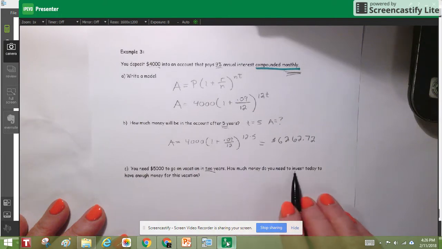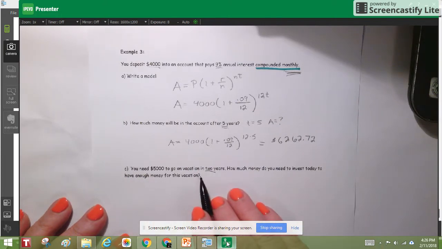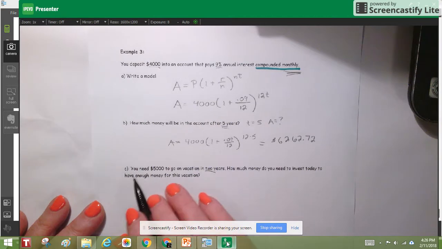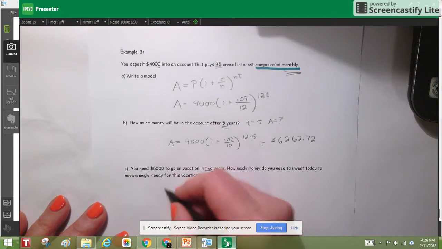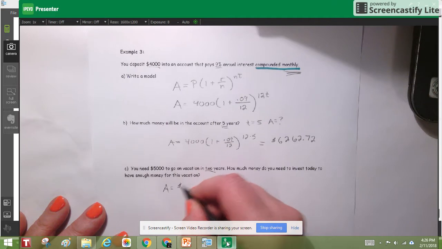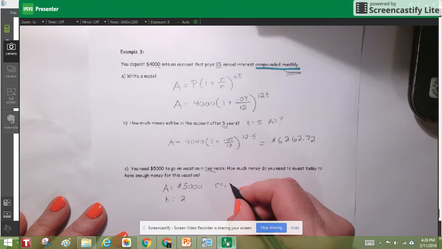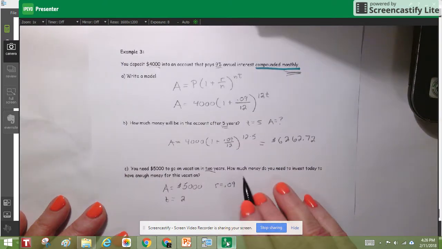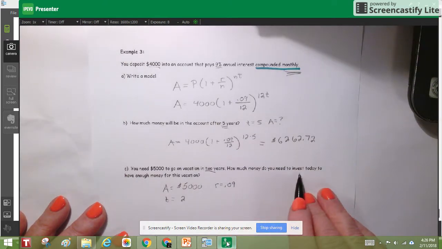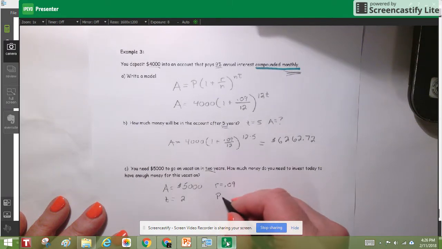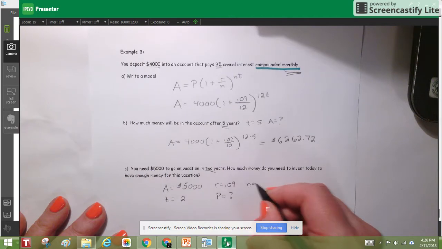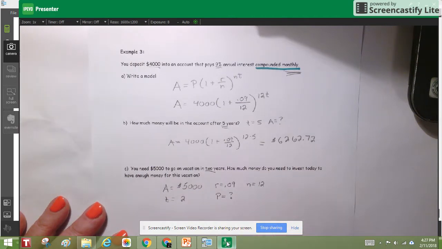Right, part C. You need $5,000 to go on vacation in 2 years. How much money do you need to invest today to have enough money for this vacation? Well, let's see what variables they've given us. You need 5,000, so that's your ending amount. So your A value is 5,000. In 2 years, so your time would be 2 years. Your rate is still going to be the same that they originally gave you, so the rate would be 0.09. How much money do you need to invest in order to have enough money? So now they're asking you, what is P? And we're going to assume that it's still compounded monthly, so your N is still going to be 12.